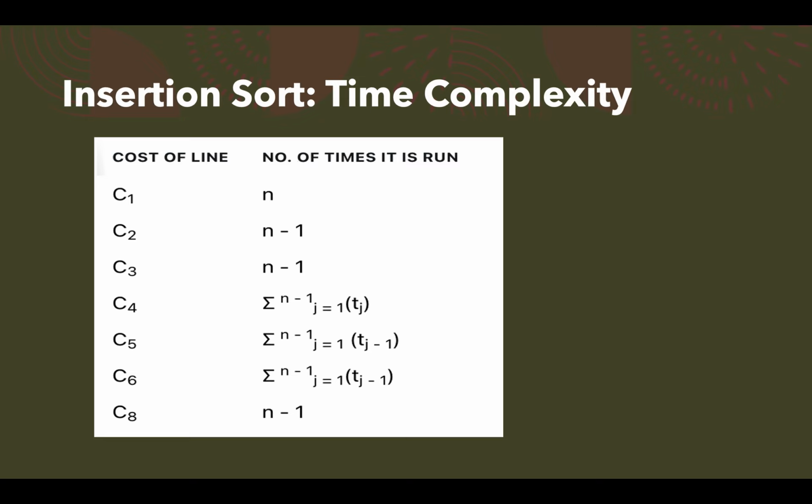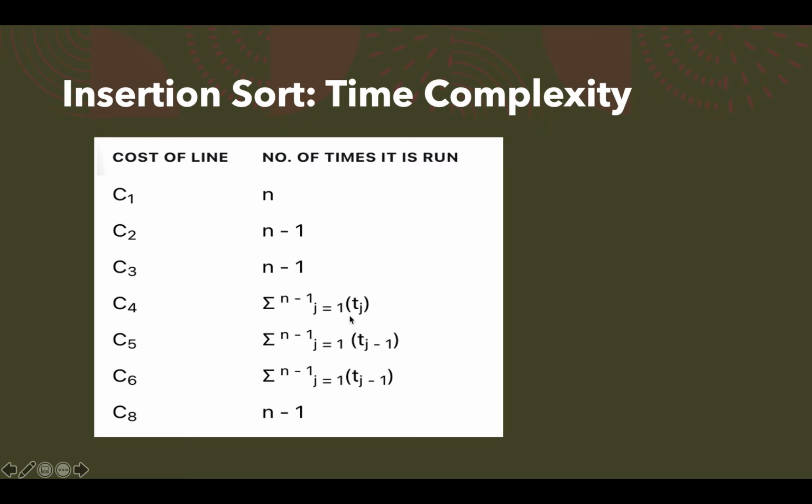So it actually depends upon the input instance that is given to you. It reflects the number of times the inner while loop is executed. It purely depends on the nature of your input. So these many times line C4 will be executed: sigma j equal to 1 to n minus 1 of Tj. So Tj refers to the number of times the inner while loop is executed.